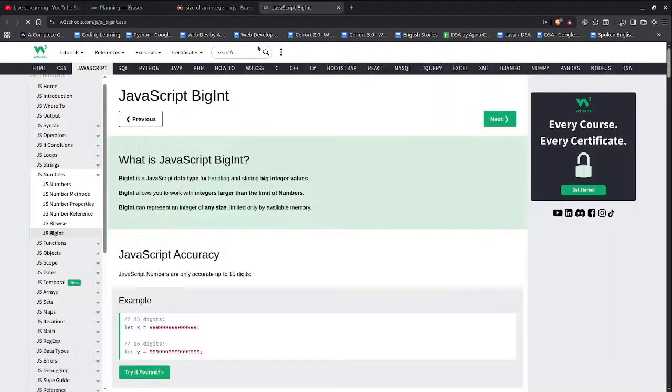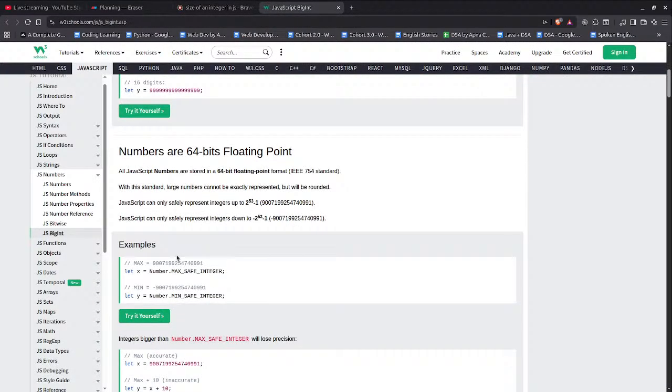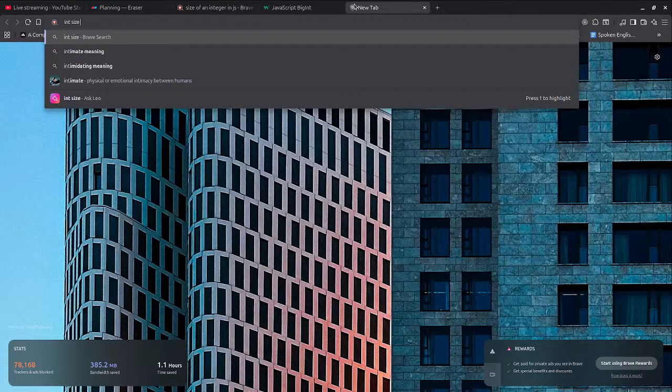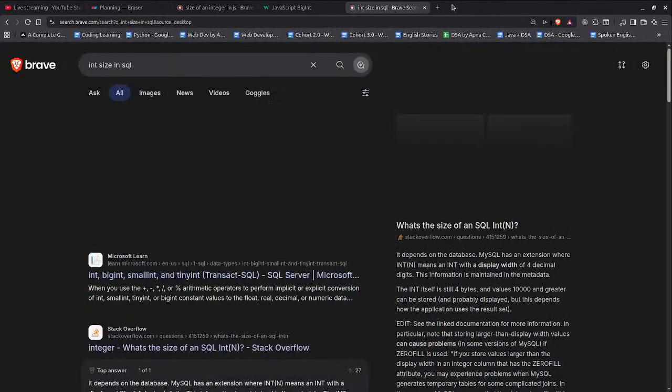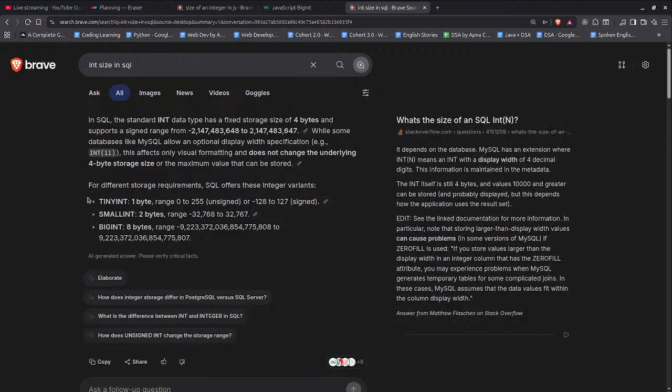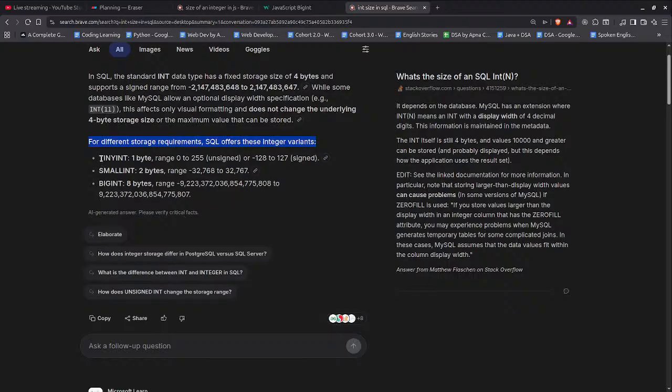Isn't there any specific size for this? Not JavaScript actually. Int size in SQL. For different storage requirements, SQL offers these integer variants: tiny int, small int, big int and all. Tiny int is 1 byte, 0 to 255. Small int is from minus this to this, and big ints are from this to this. So ultimately big ints are going to be there all the time. That simply means 8 bytes.